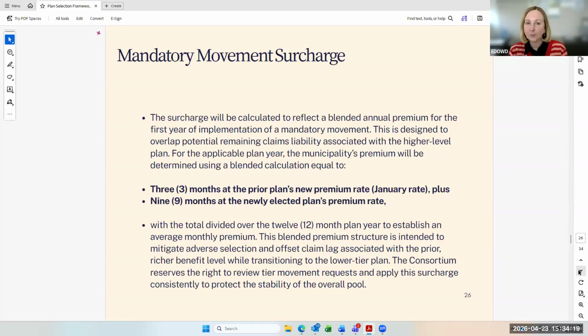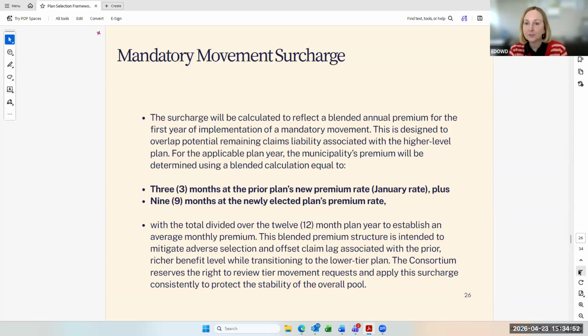When we look at setting our premiums, we're looking over the long run. We're not just looking at one year. So this helps us create that long-term stability. In runout, your new surcharge premium rate will be 3 months at the prior plan's premium rate. So if you were at platinum, it would be 3 months at the platinum rate and then 9 months at the new plan rate.